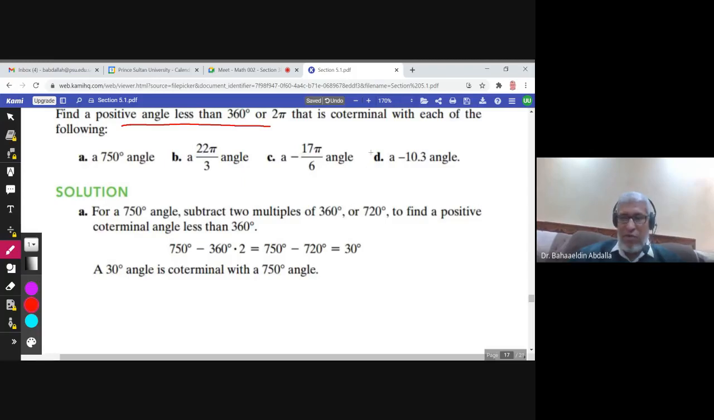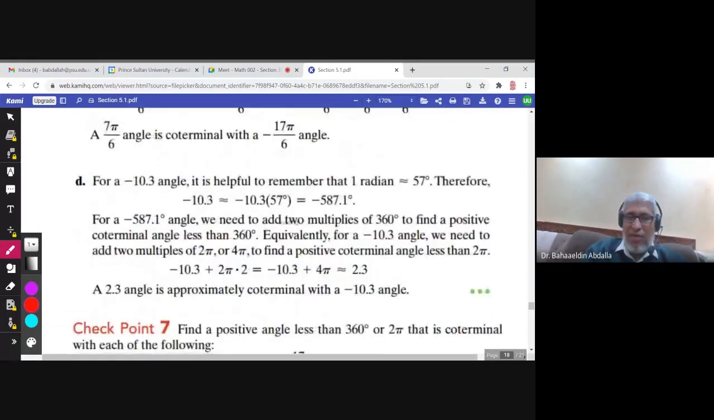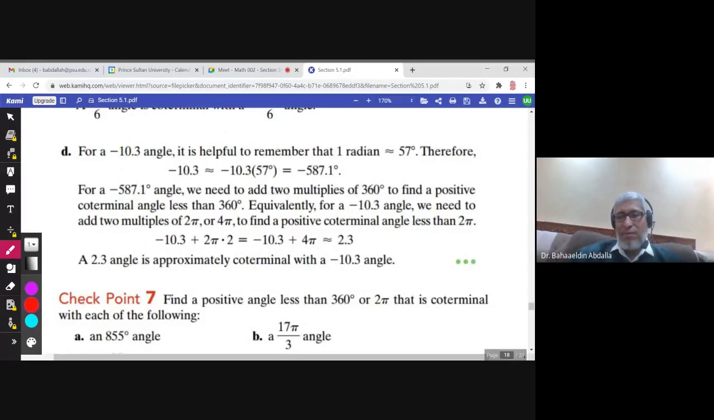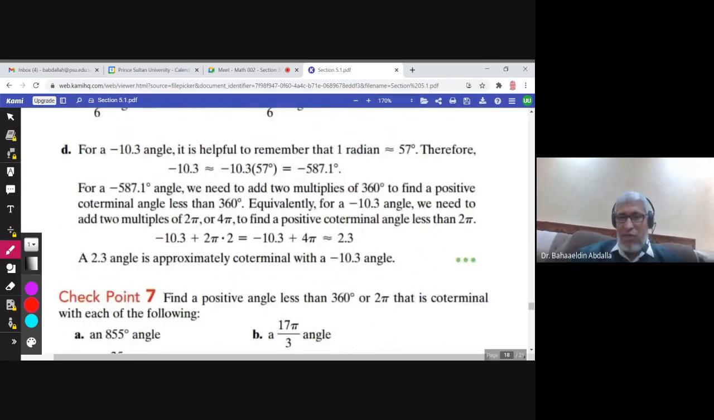Let us talk about part D, because the measure of this angle is negative 10.3 radians. There is no circle here, so this is not degrees, this is radians, negative 10.3, and there is no pi. So what to do with negative 10.3? I need a positive angle. Here, 2 pi, you can work with this method.